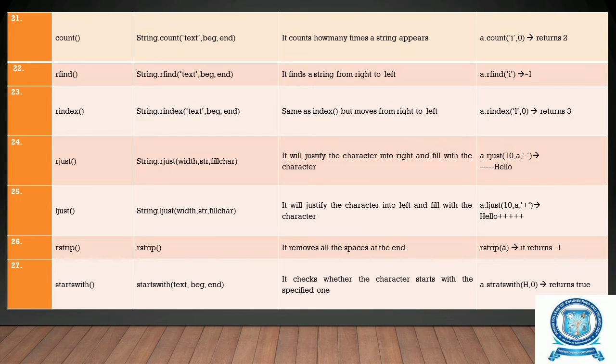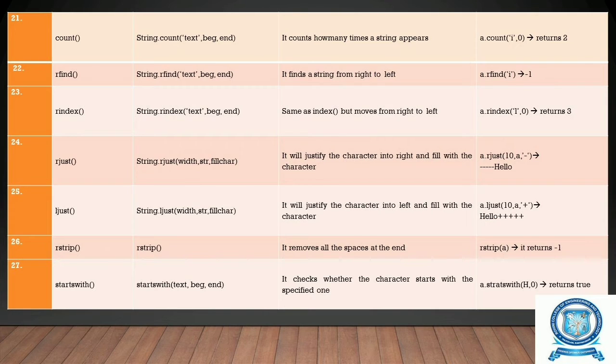Okay. So, in the case of index, string.index of text, beginning, end, it's the same as find, but it raises an exception when the string is not found. Then count: string.count is given as text, beginning, end. It counts how many times a character or string appears in the given string. Okay. So, rfind finds a string from right to left. And rindex returns the index value the same way, moving from right to left.